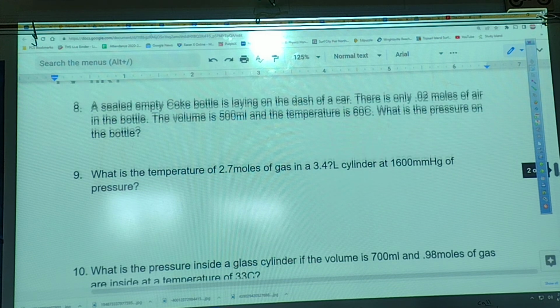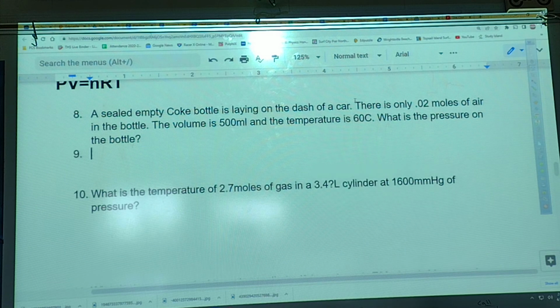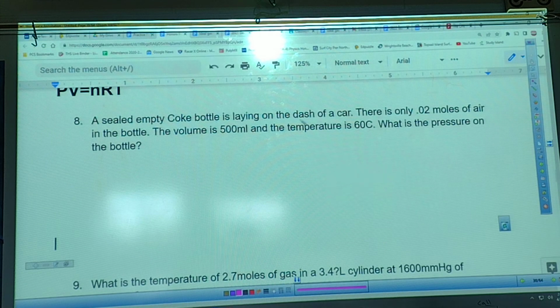Let's do this PIV number 8. Do our PIV number 8 problem. All right. A sealed empty Coke bottle is laying on the dash of the car. There's only 0.02 moles of air in the bottle. The volume is 500 and the temperature is 60 Celsius. What is the pressure? PV equals nRT.